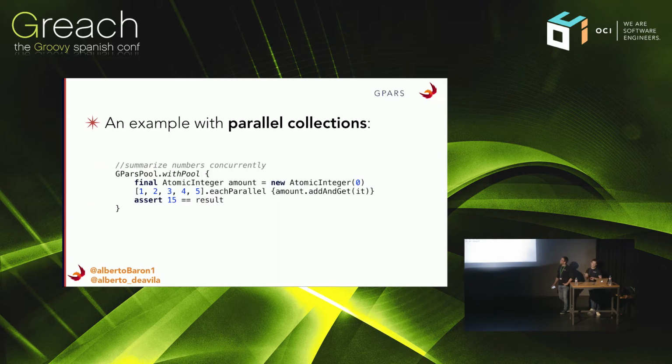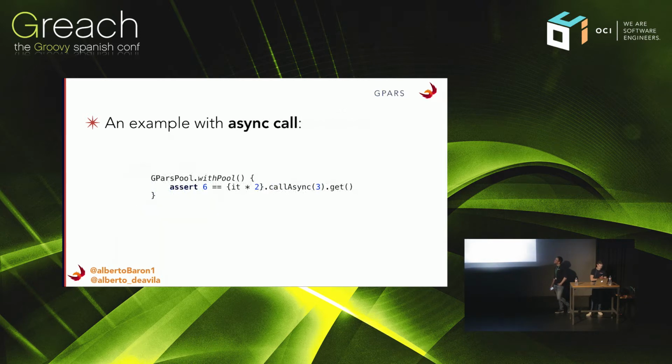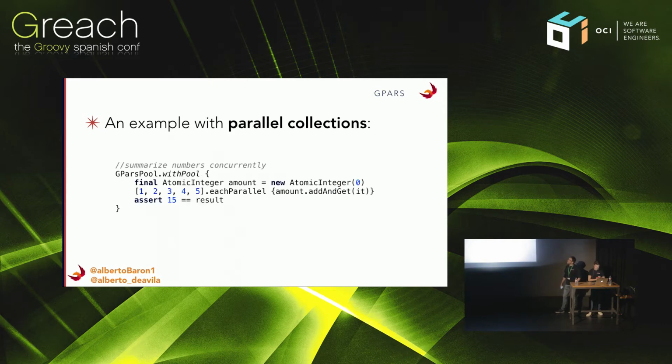An example of GPars is to use eachParallel, which we can use to sum numbers. Like in this example, we have to create the GPars pool with the withPool closure. And inside this closure, we have to define a new atomic integer, that is a shared variable. And then for a list of numbers, we can call the eachParallel method to do the logical operation in parallel.